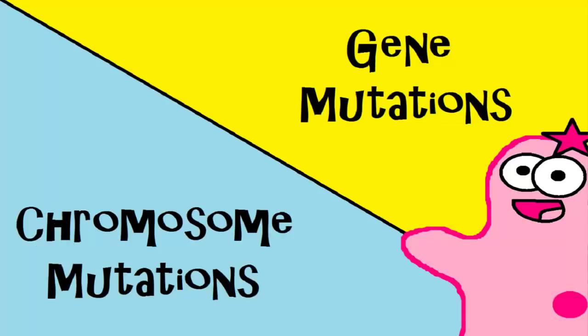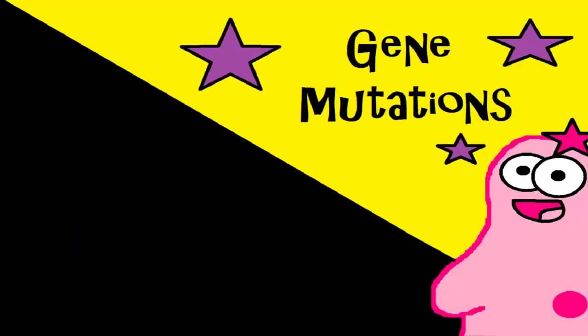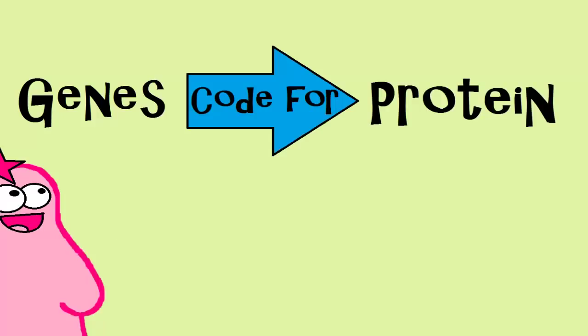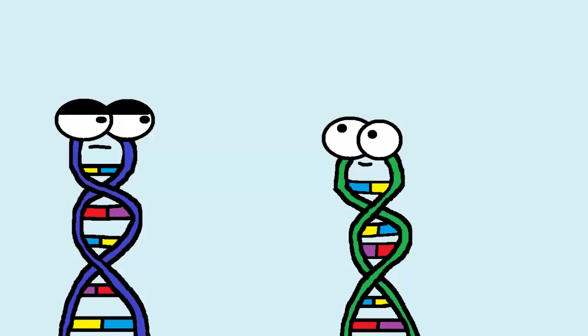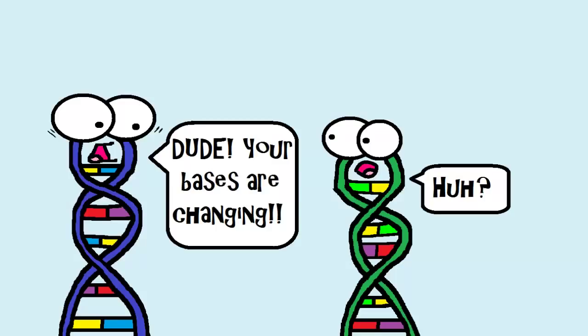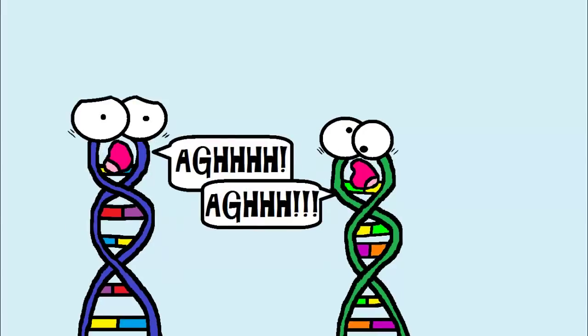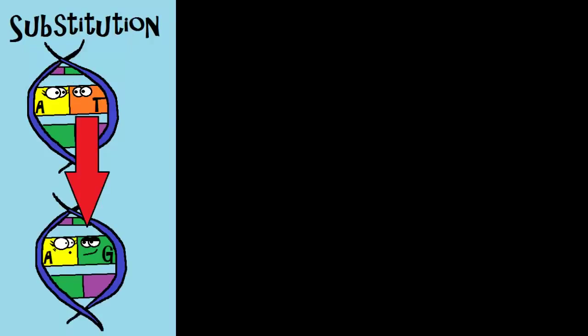So we're going to talk about the different kinds of mutations. First, we're going to talk about gene mutations. So DNA makes up genes, and genes code for proteins that influence or make up different traits. So when DNA has changes, otherwise known as a mutation, then different proteins can be produced, and this can affect an organism's traits. So let's look at the gene mutations. So first, substitution. That means you have the wrong base matched. So instead of A with T, you could put A with G. Scandalous.